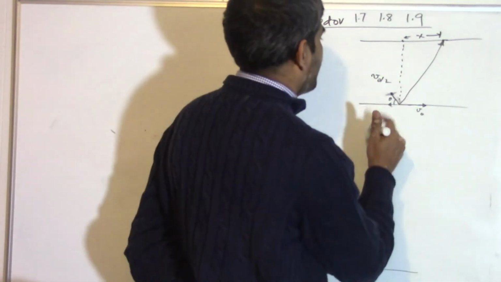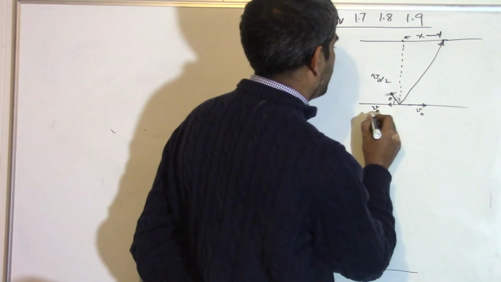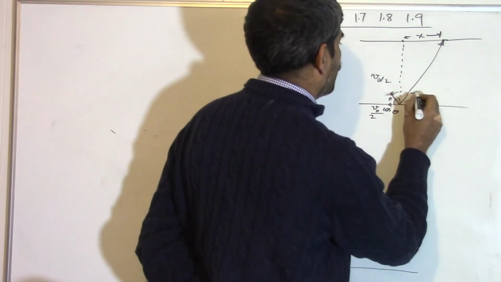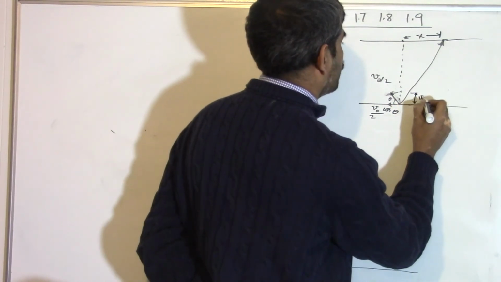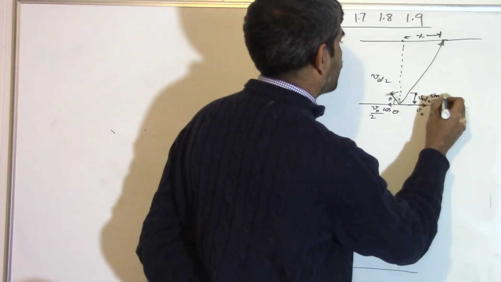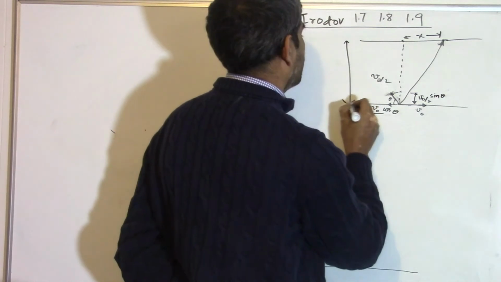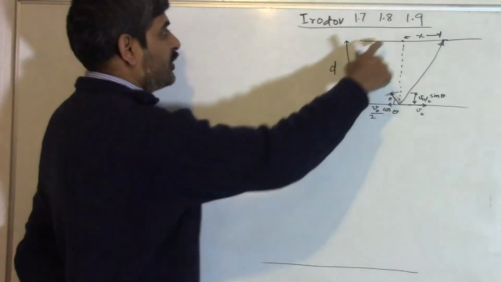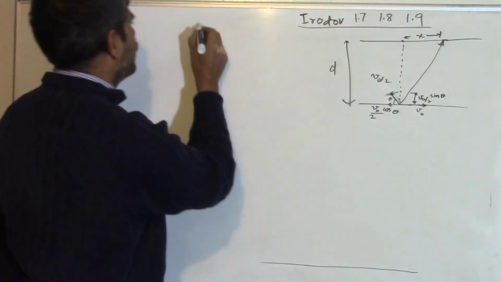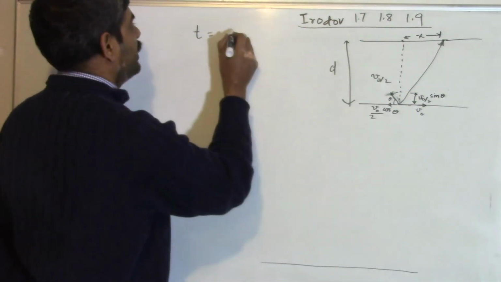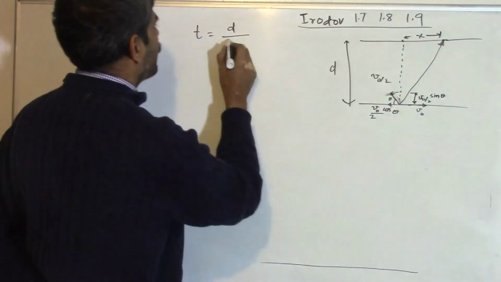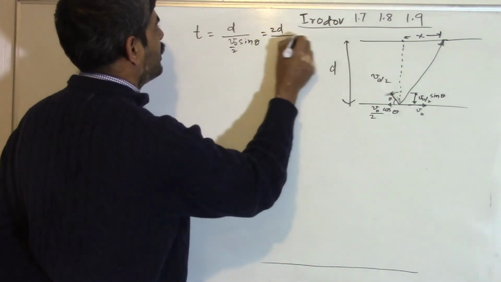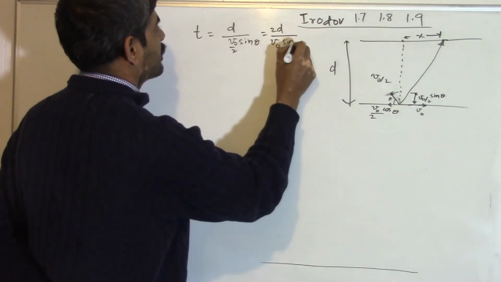So this is V0 by 2, this component is V0 by 2 cos theta, and this one is V0 by 2 into sin theta. Unless the river has a width d, the time taken to cross will be given by t is equal to this distance d divided by the vertical component V0 by 2 sin theta. I can write it as 2d divided by V0 sin theta.